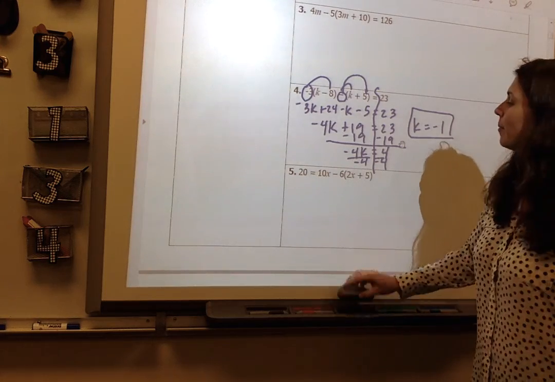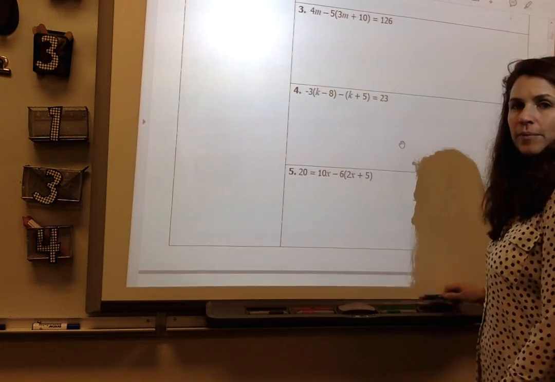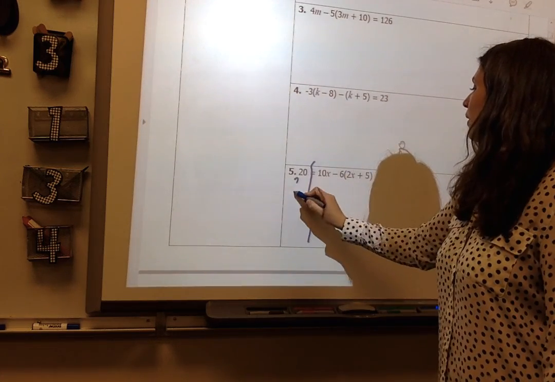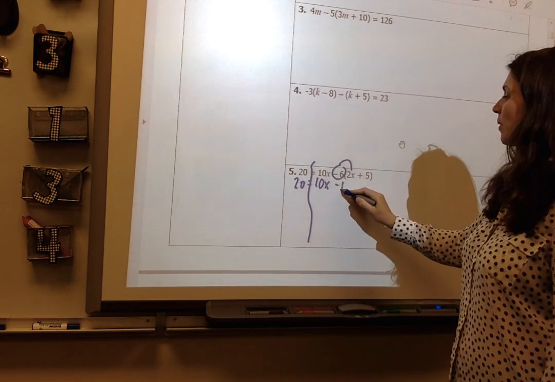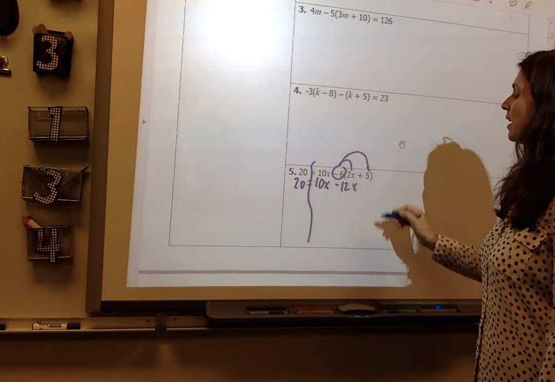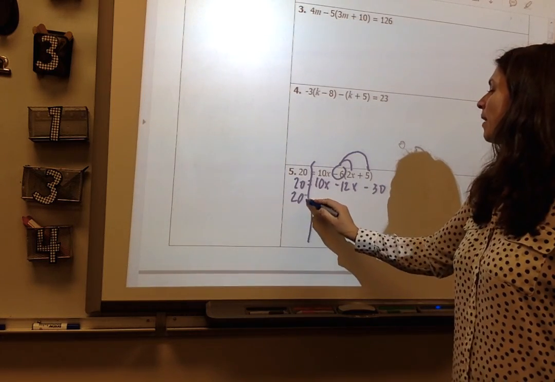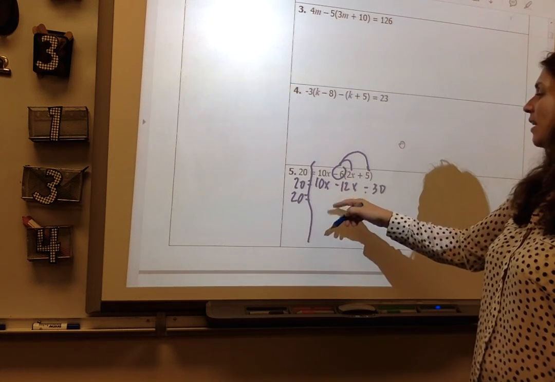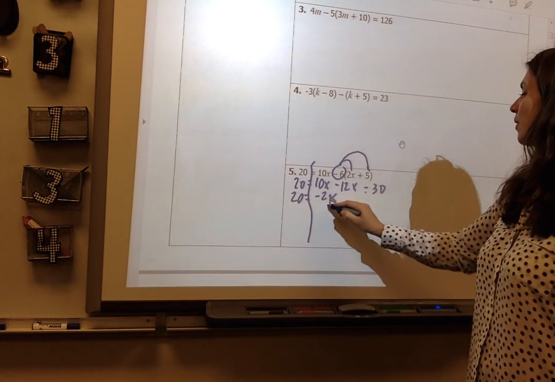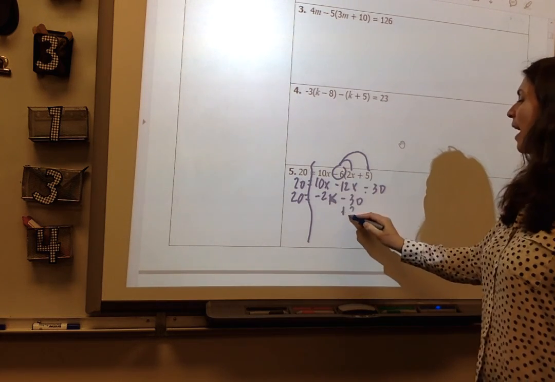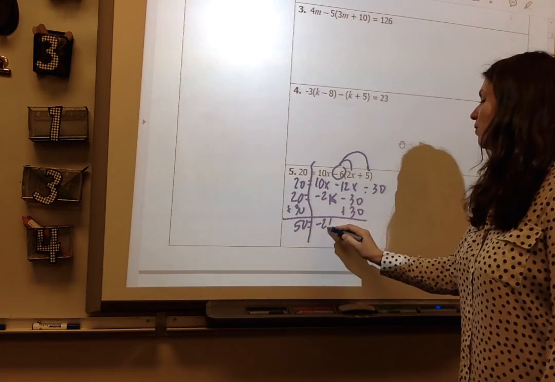All right. Let's do number 5 together. So here I have 20 equals 10k minus 6 times the quantity k plus 5. I'm going to distribute my negative 6, so I get negative 12k. Negative 6 times a positive 5 is a negative 30. Now I'm going to simplify my right-hand side, and 10k and negative 12k is a negative 2k, minus 30. Now I add 30 on both sides, and I get 50 equals negative 2k.